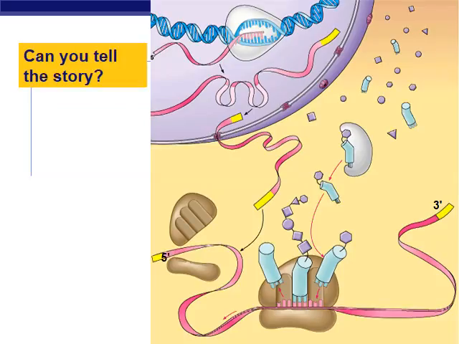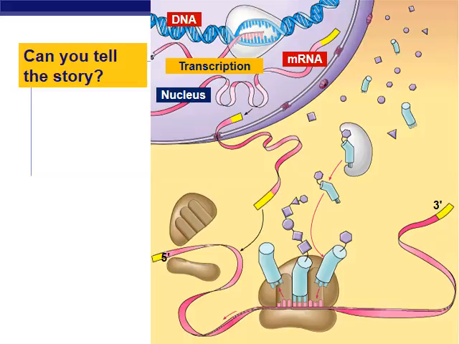Can you tell the story from this picture? From this picture, we want to start with transcription inside the nucleus. We want to go outside the nucleus into the cytoplasm and do translation. So let's begin inside the nucleus. Inside the nucleus, you have the DNA. The DNA is unwound and read in a process called transcription, which makes mRNA. The mRNA then leaves the nucleus and goes to the cytoplasm.